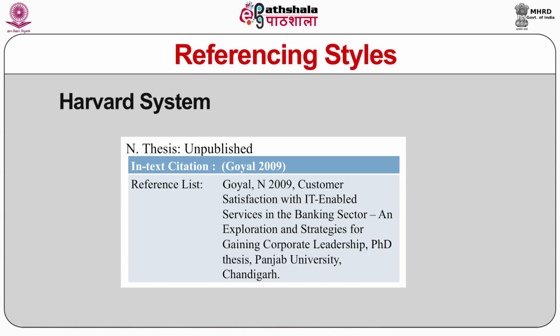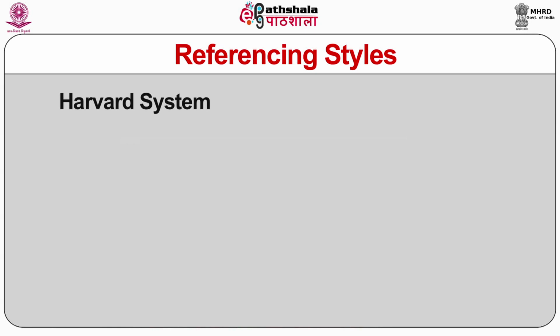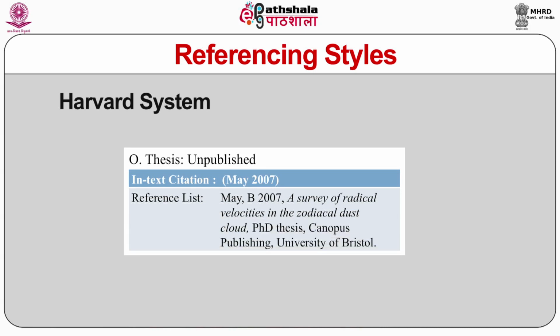In the references, it will be the complete name, the surname first, Goel, N, year, the title of the thesis. You have to mention it's a PhD thesis, followed by the university where this thesis was undertaken. Finally, if you refer to a published thesis, the in-text citation will be the author's last name, like here May 2007. The reference will be the complete name along with the title, with the name of the publisher added here.